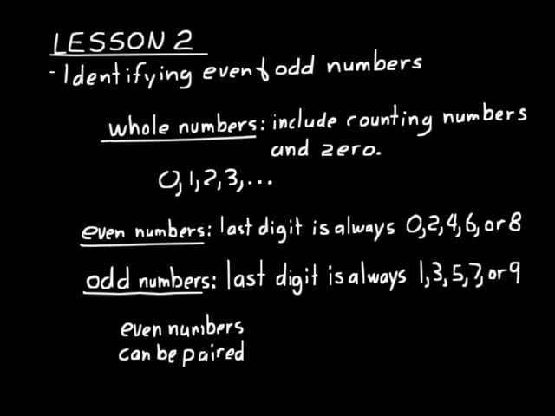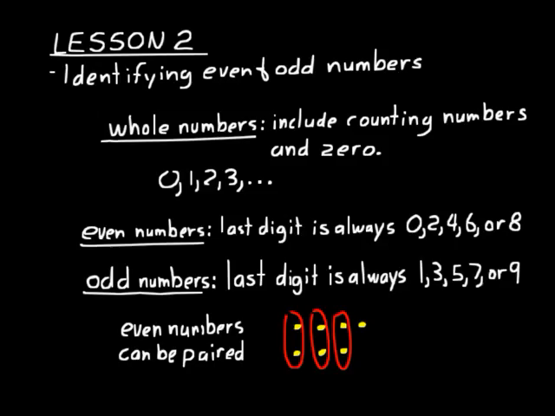Something else that you can use to help you distinguish between an even number and an odd number is that even numbers can be paired. And hopefully you know what a pair is. That means two of something. For example, let's say we had 7 dots. 1, 2, 3, 4, 5, 6, 7. Let's pair up these dots. So we have a pair here, a pair here, a pair here, and then we have one by itself. So 7 is an odd number because even numbers can be paired.